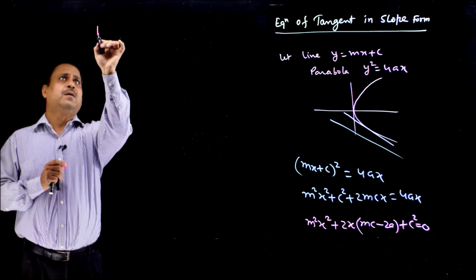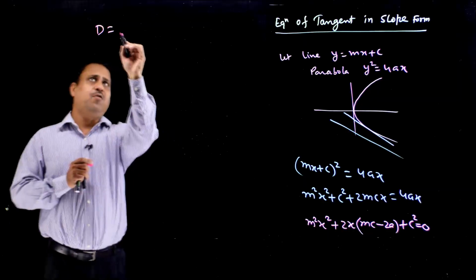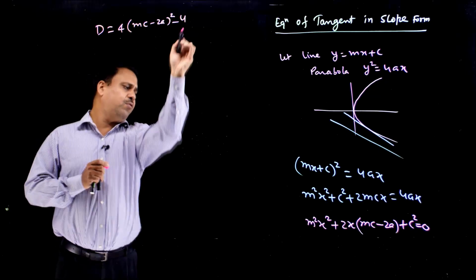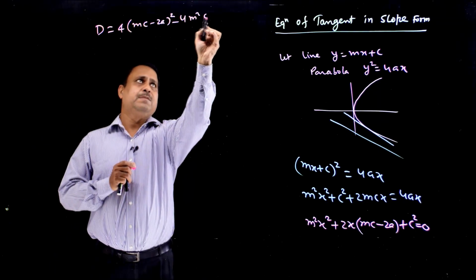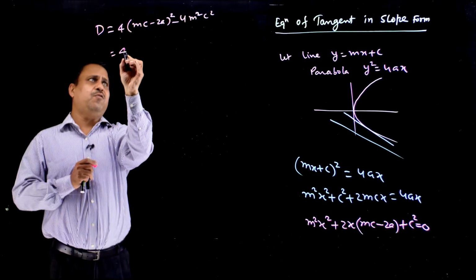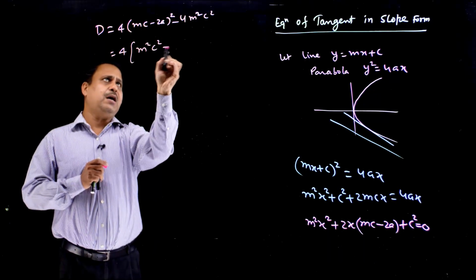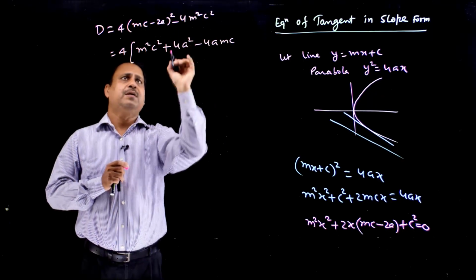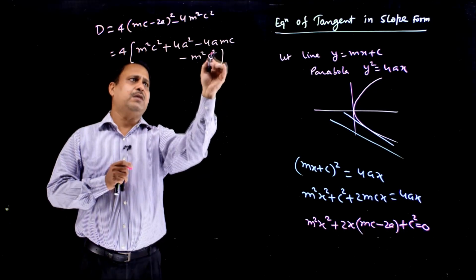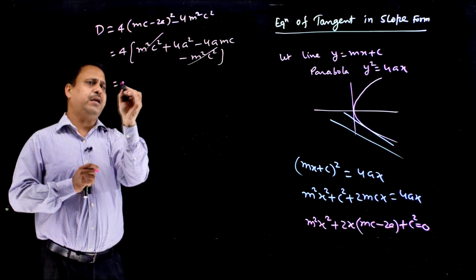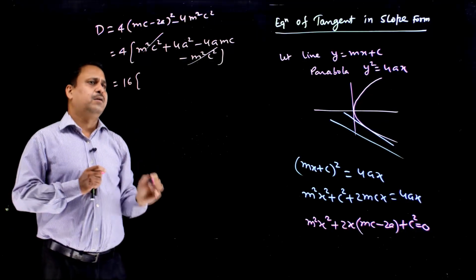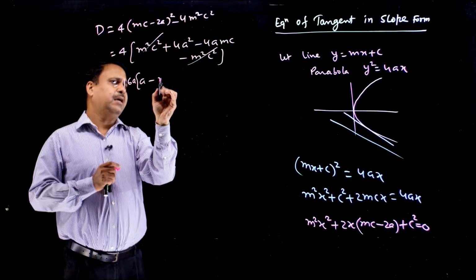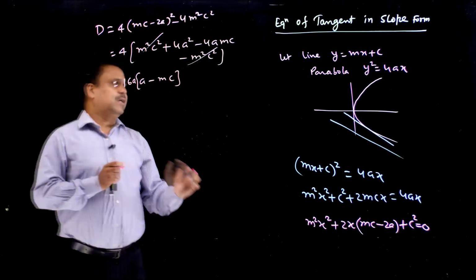So d is equal to b square, which is 4 times (mc minus 2a) whole square, minus 4 m square c square. That means I can write 4 outside: m square c square plus 4a square minus 4amc minus m square c square. So this will cancel out. Again I can take 16a outside, and 16a times (a minus mc). This will give the conditions.